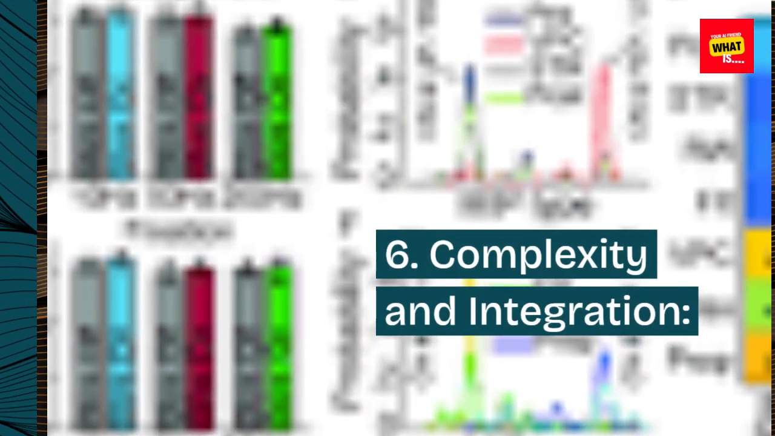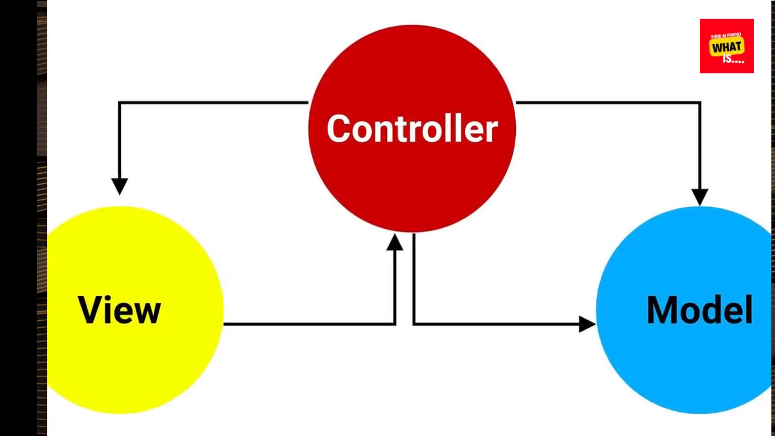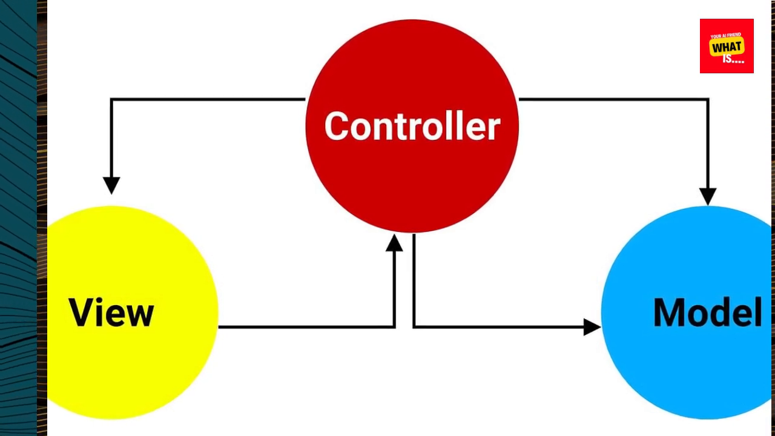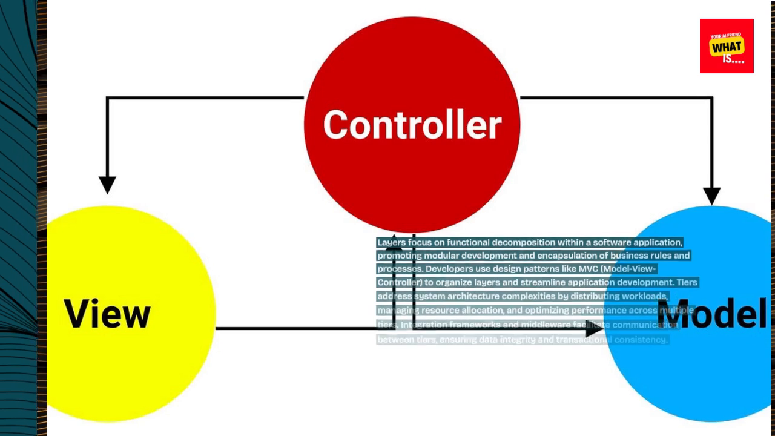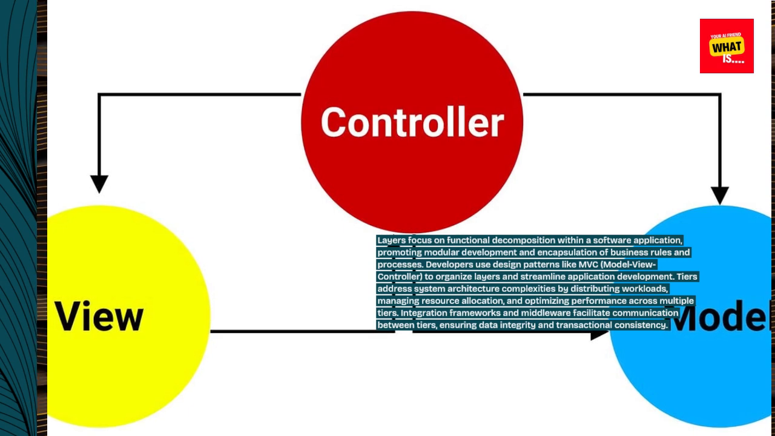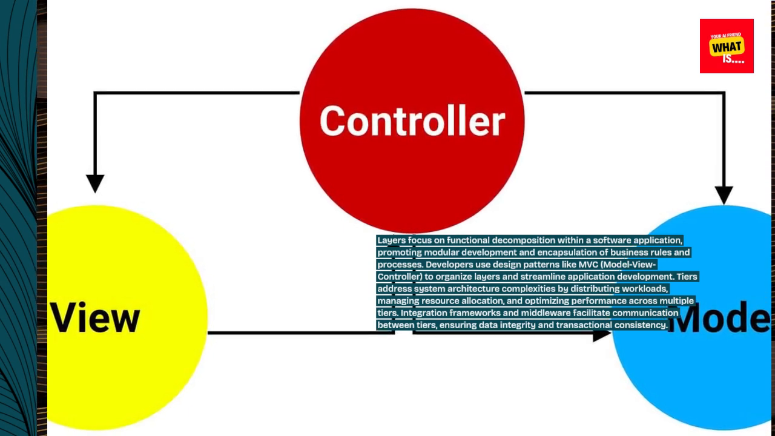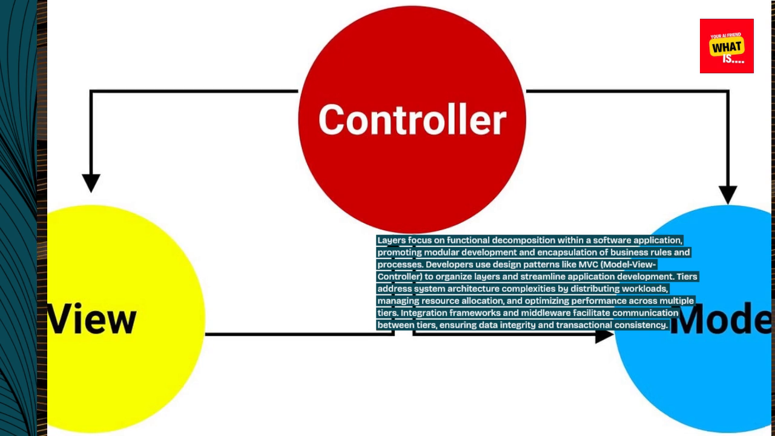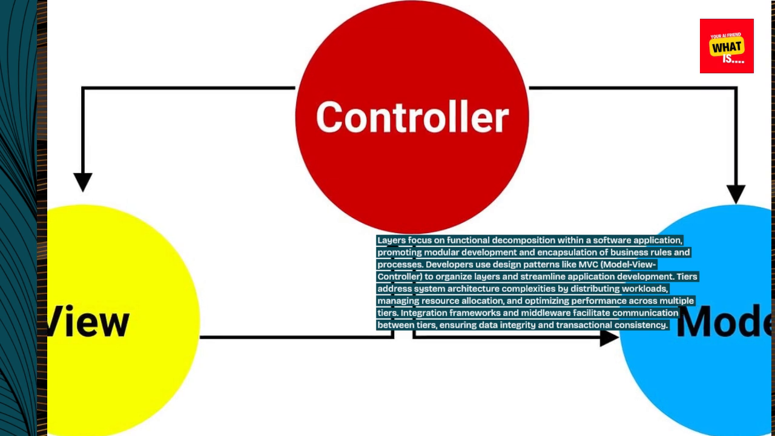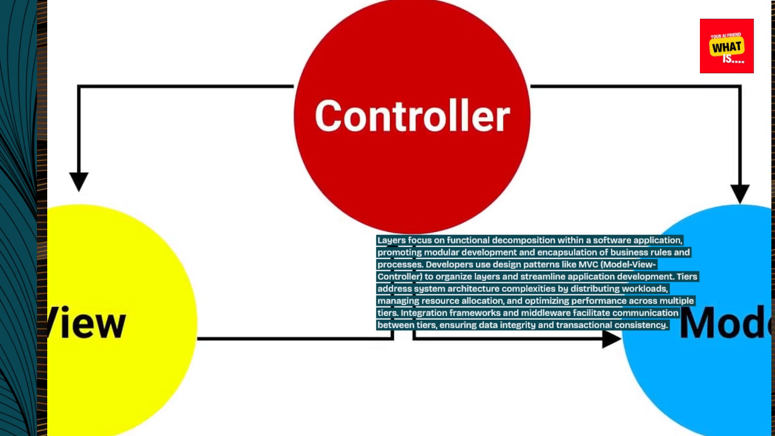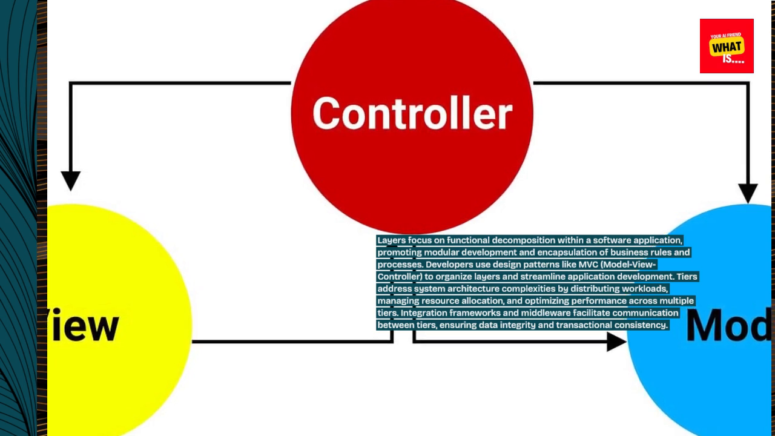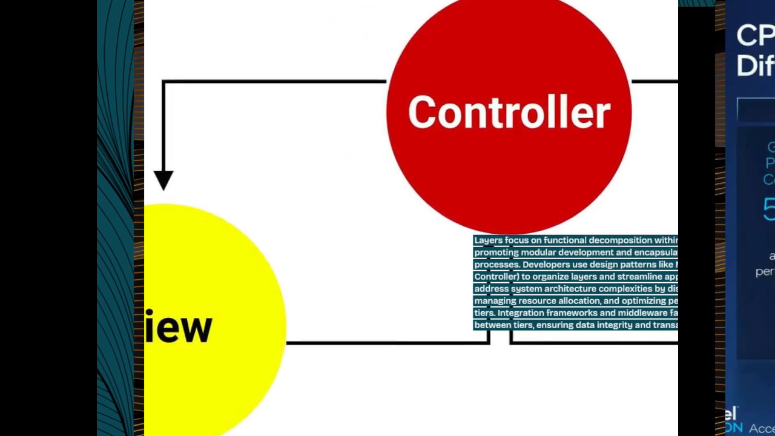6. Complexity and integration. Layers focus on functional decomposition within a software application, promoting modular development and encapsulation of business rules and processes. Developers use design patterns like MVC, Model View Controller, to organize layers and streamline application development. Tiers address system architecture complexities by distributing workloads, managing resource allocation, and optimizing performance across multiple tiers. Integration frameworks and middleware facilitate communication between tiers, ensuring data integrity and transactional consistency.